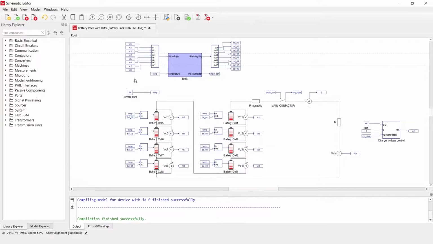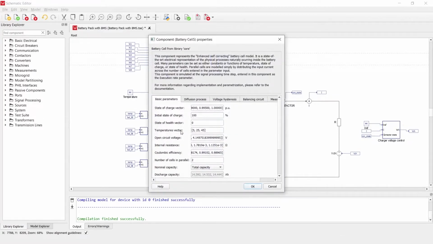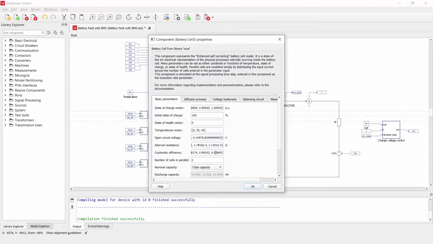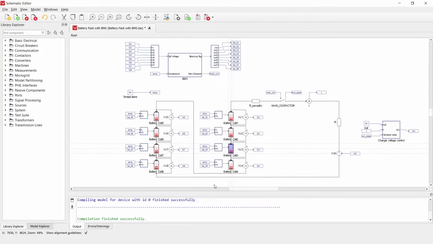Basically, the battery management system measures all these battery cells. There are 8 battery cells in series and 2 of them in parallel. Here is the property that defines that there are 2 battery cells in parallel, and it is defined in this way for each and every battery cell that is connected in series. They all at this point in time share the same properties, so the battery pack is not unbalanced by default.